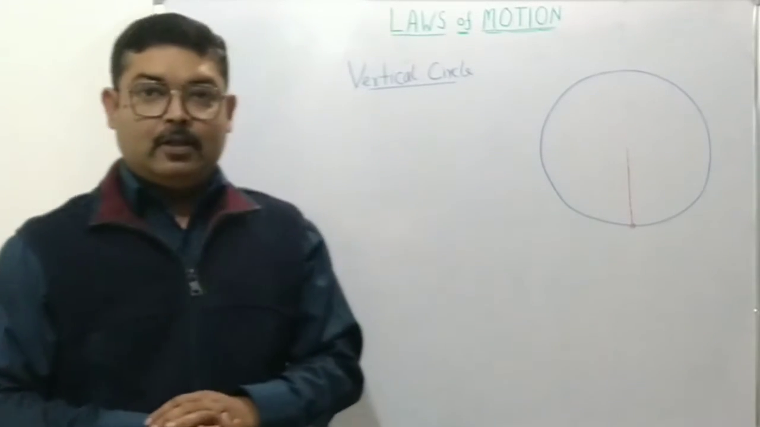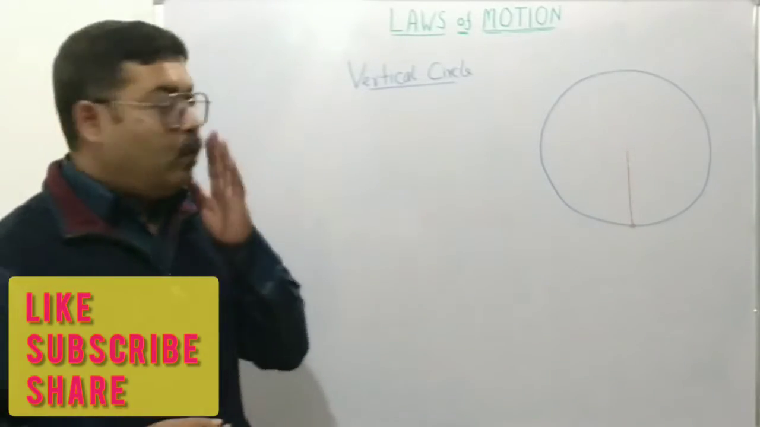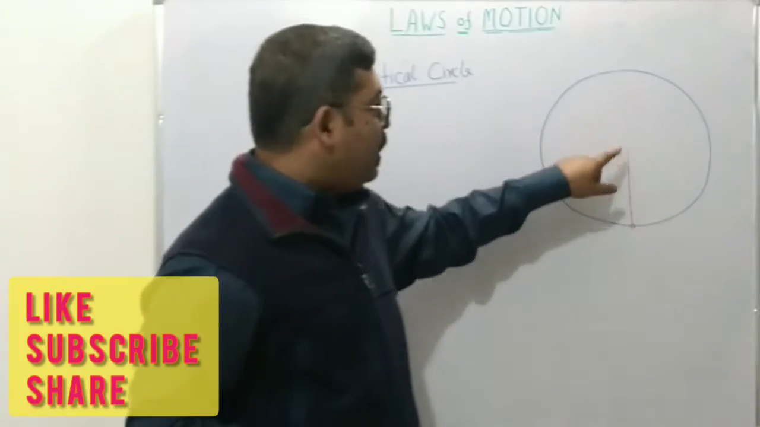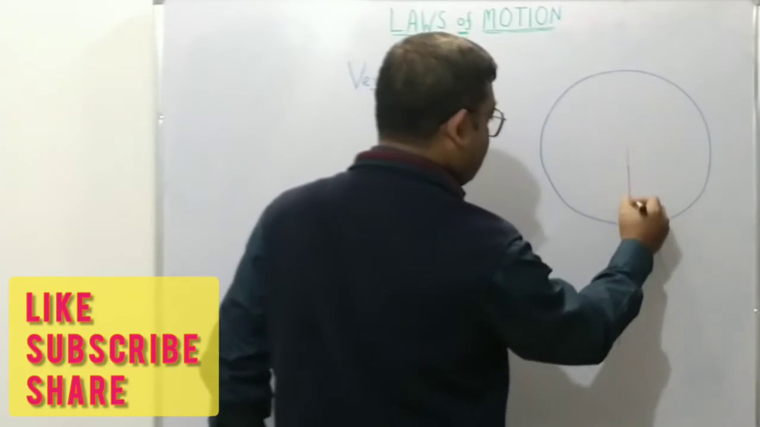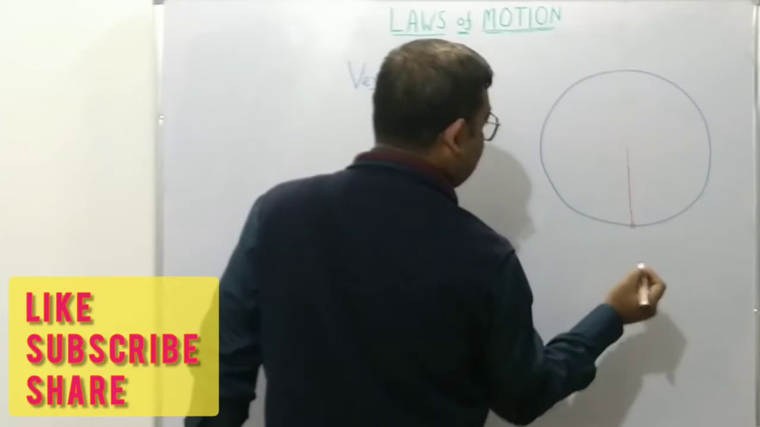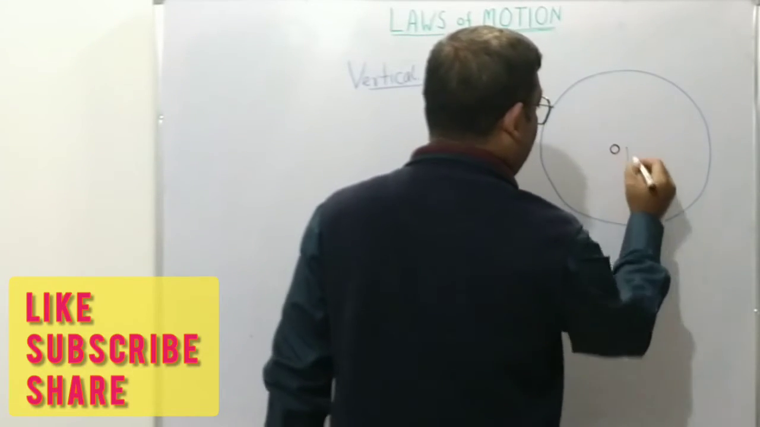Today we will be discussing the topic of a particle moving in a vertical circle. What we mean is that a particle is tied to the end of a massless inextensible string. The mass of the particle is m. Let's say it is hanging from a point O.